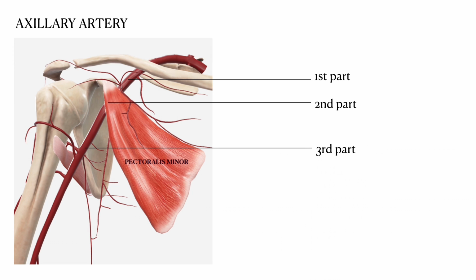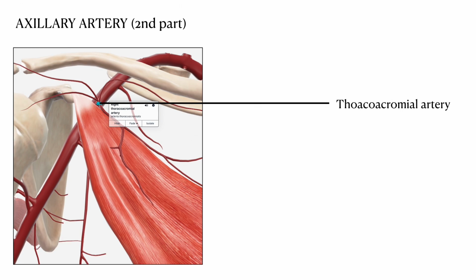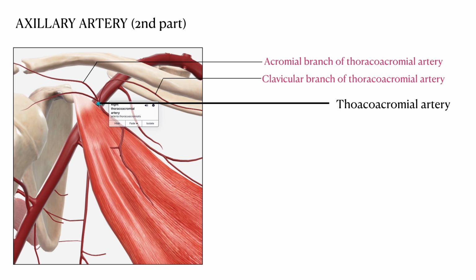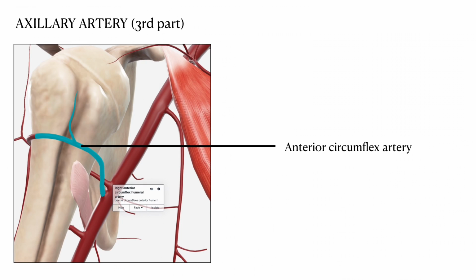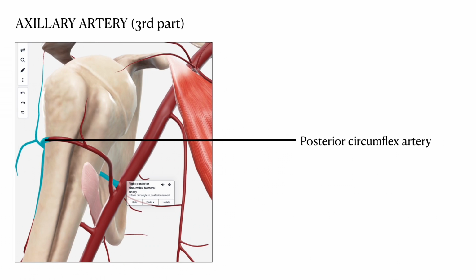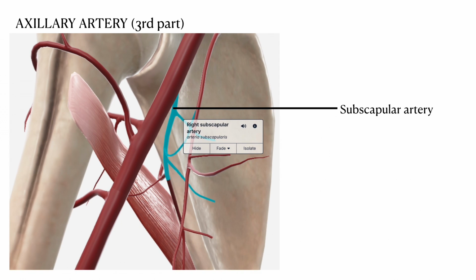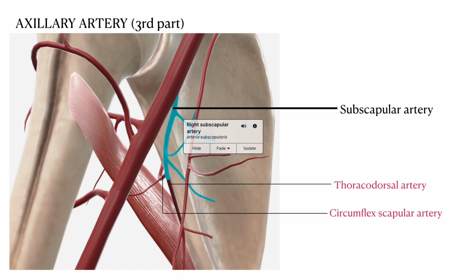It has three branches. The first part gives superior thoracic artery as a branch. The second part gives thoracoacromial artery. The thoracoacromial artery further gives clavicular branch, acromial branch, pectoral branch, and deltoid branch. The second part also gives lateral thoracic artery as a branch. The third part gives rise to anterior circumflex humeral artery, posterior circumflex humeral artery, and subscapular artery. The subscapular artery divides into thoracodorsal artery and circumflex scapular artery.